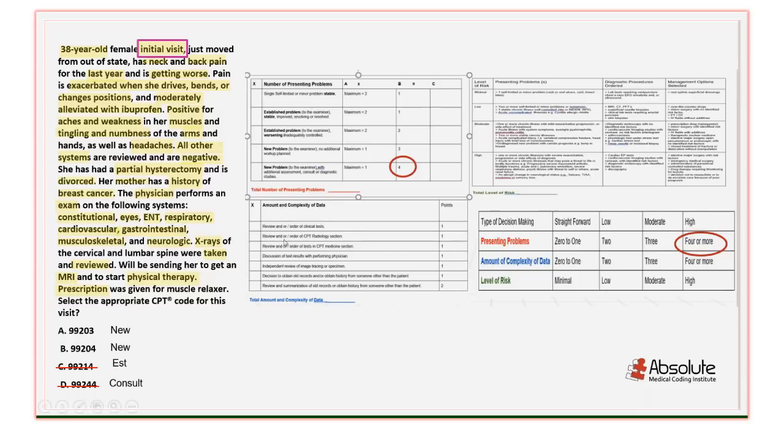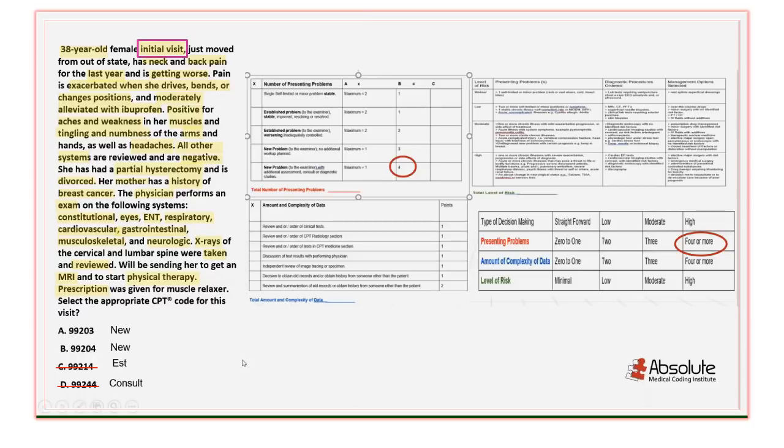Either review and or order of clinical test, review and or order of CPT radiology section, review or order tests in the medicine section, discussion of test results. There's a whole bunch of other, obtain old records, independent review of image tracing or specimen, and then we have review or summarization of old records. Obtain history from someone other than the patient. I know that's a little bit hard to read. Very small. Okay. All right, so I see 4, I see 2, I see a lot of 2s, I see 1. Okay.